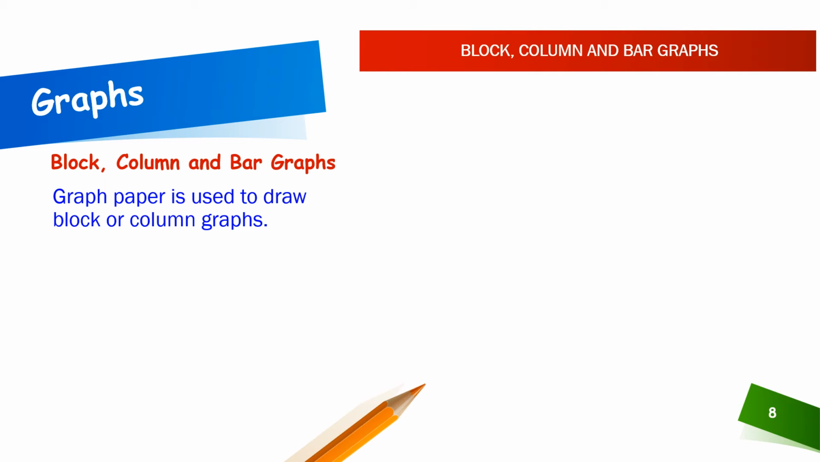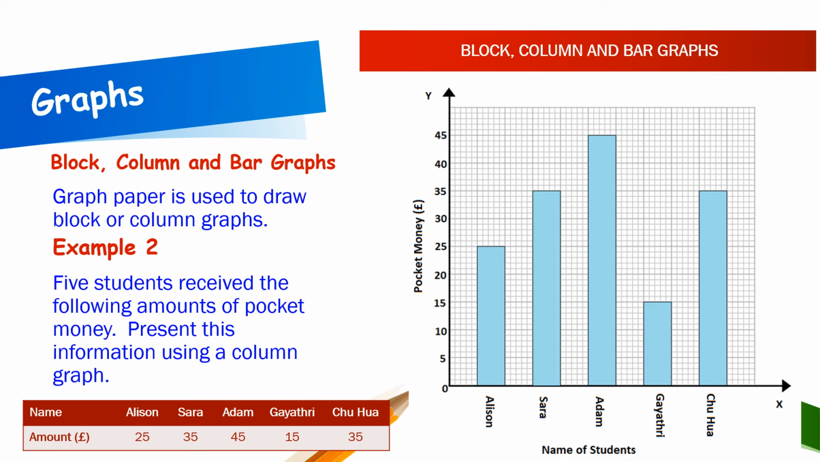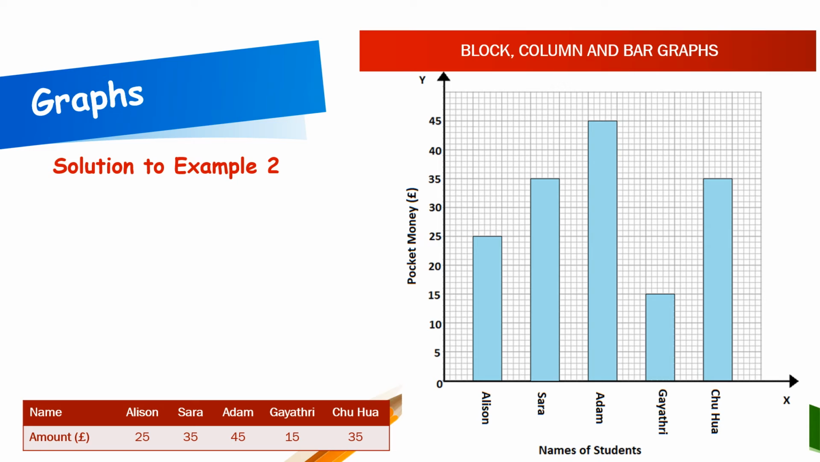Let's now take a look at another example. 5 students received the amounts of pocket money shown on your screen. We are required to present this information using a column graph. Pause the video and have a go. Press play when you're ready to view the solution. So here's our column graph. Let's show how this graph was produced.